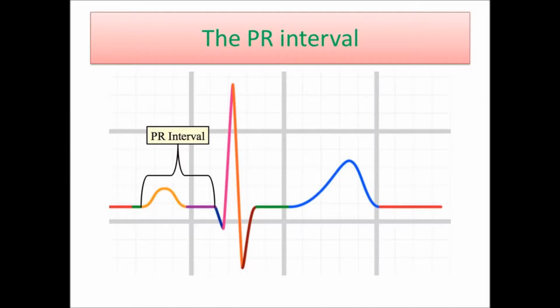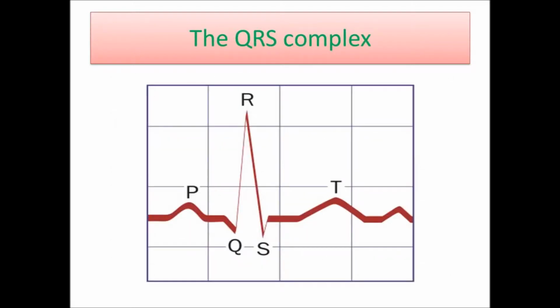Now, after the AV node, the wave will pass into the bundle of His, and from the bundle of His it will pass into the right and left bundle branches to depolarize the ventricle. Ventricular depolarization is seen by the QRS complex on an EKG paper. This is our QRS complex.